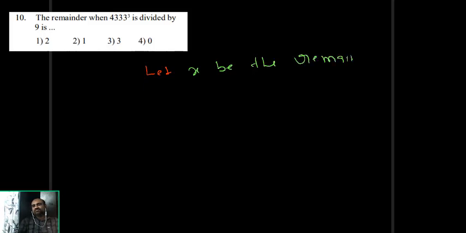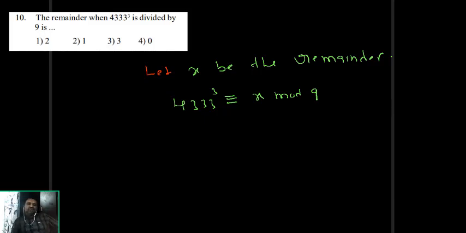Remainder. Okay, so what should we find? 4^33 to the power 3, congruent to x modulo 9. Directly, we want to find the relation between 4^33 and 9.